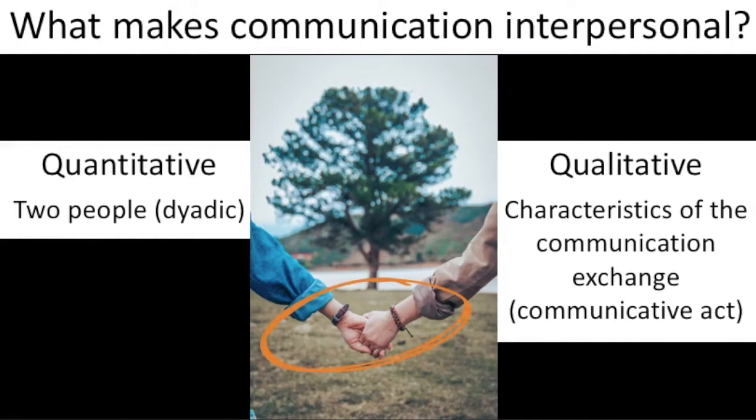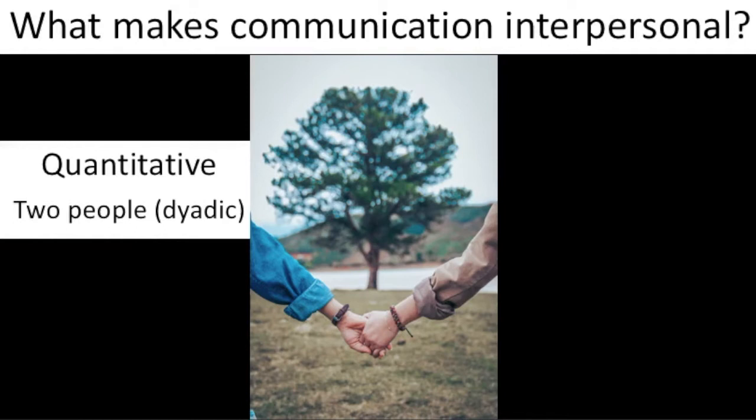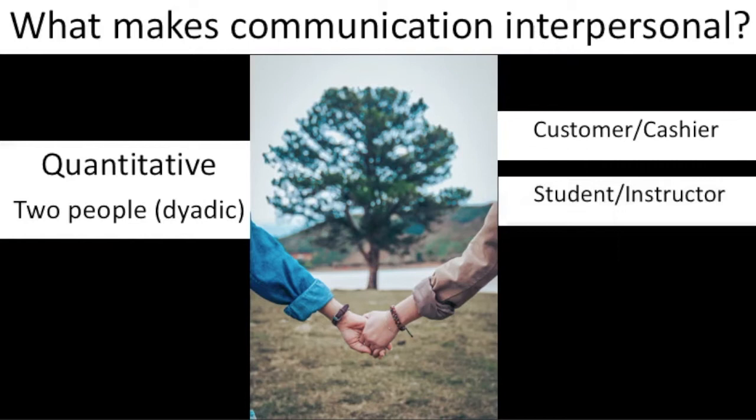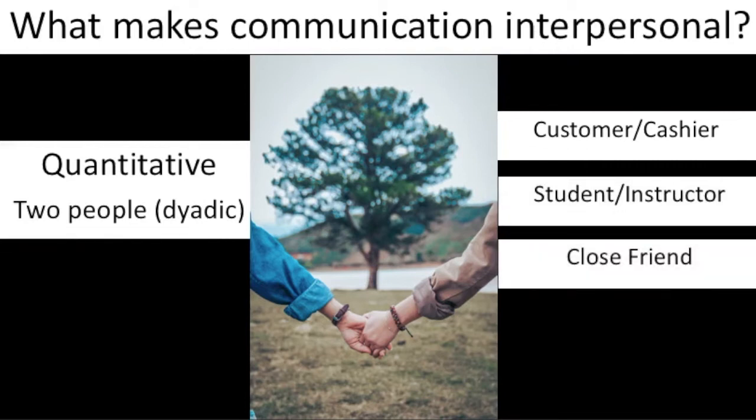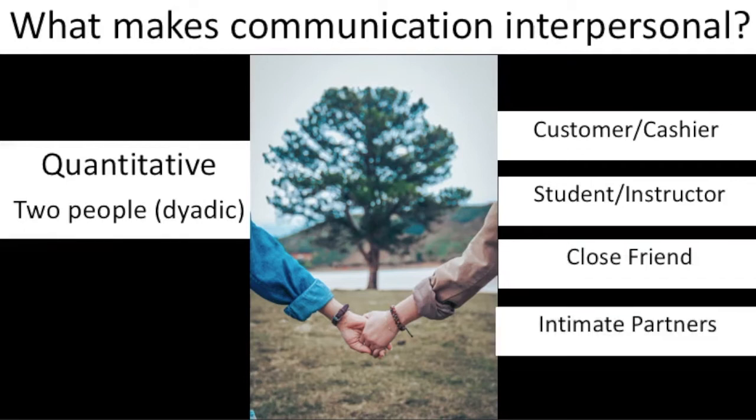Like this. This is a communicative act. With the quantitative definition, we can say that interpersonal communication occurs anytime two people, or a dyad, communicate. So my communication with the cashier at Safeway, interpersonal. All of my communication exchanges with each one of you, interpersonal. Communication with close friends, same thing. And communication with my husband, all interpersonal.